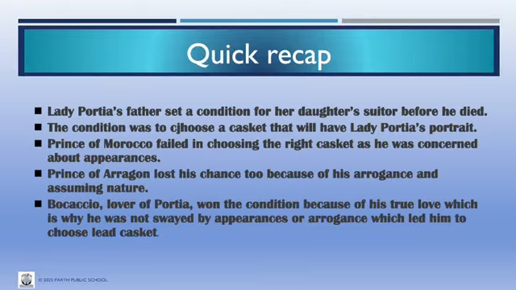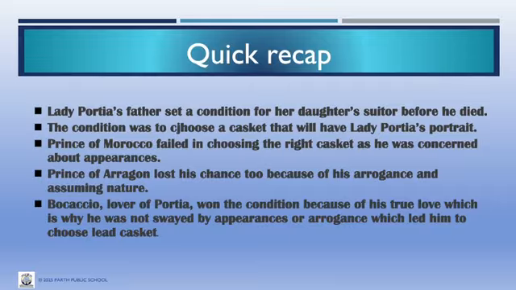Now let's take a quick recap of the chapter of this play, of this excerpt. So the excerpt starts with Lady Portia's father, who set a condition for her daughter's suitor before he died. The condition was to choose a casket that will have Lady Portia's portrait. The Prince of Morocco failed in choosing the right casket as he was concerned about his appearances. Prince of Aragon lost his chance too because of his arrogance and assuming nature. Boccaccio, lover of Portia, won the condition because of his true love, which is why he was not swayed by appearances or arrogance, which led him to choose the lead casket.